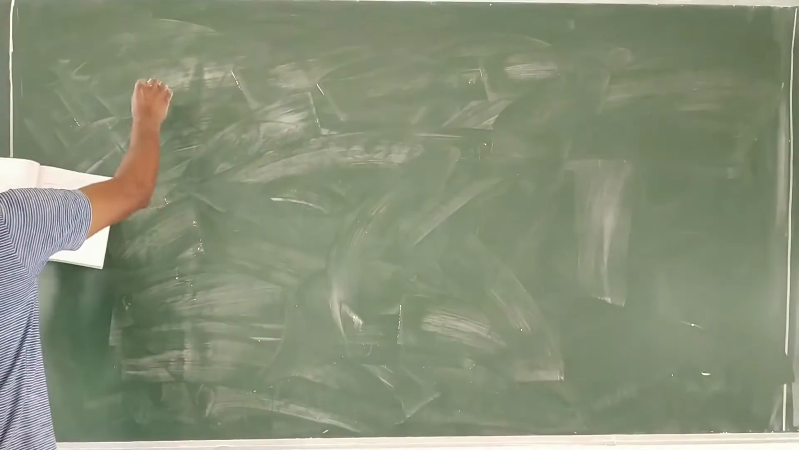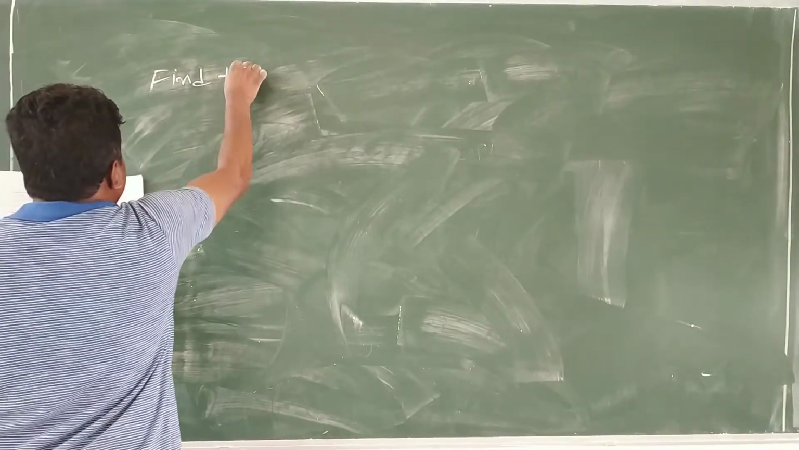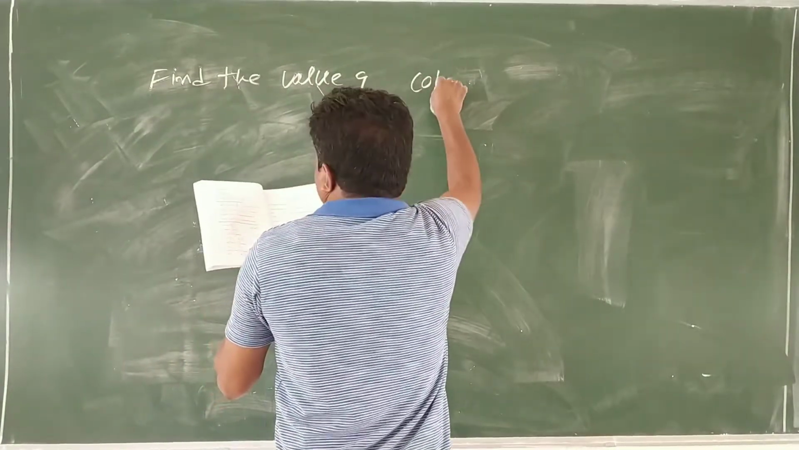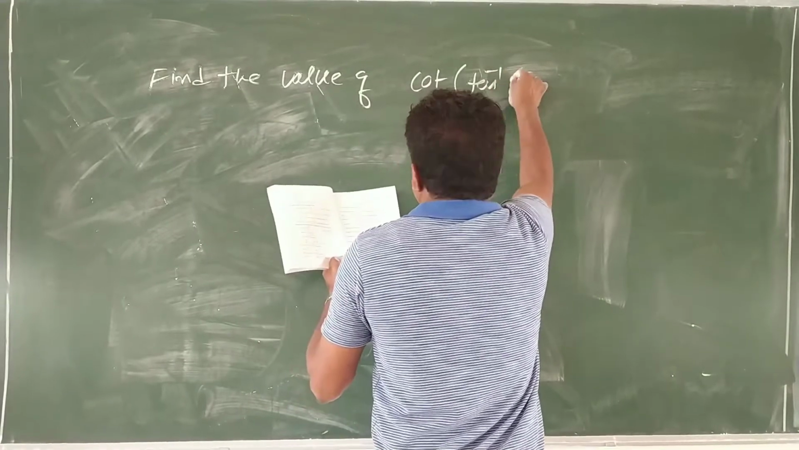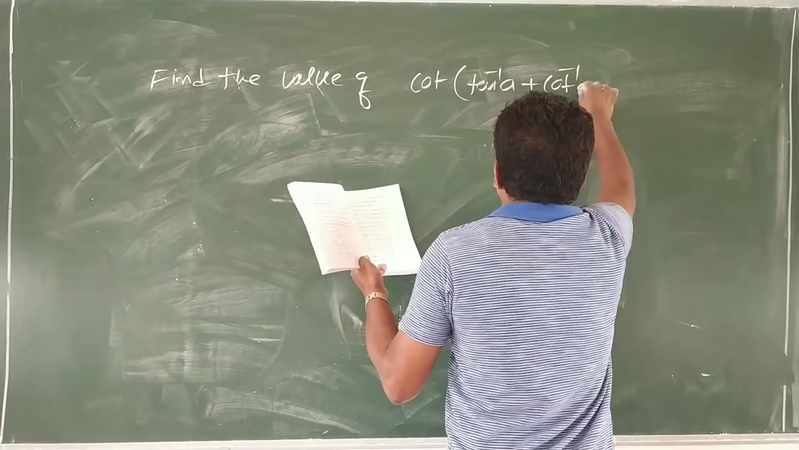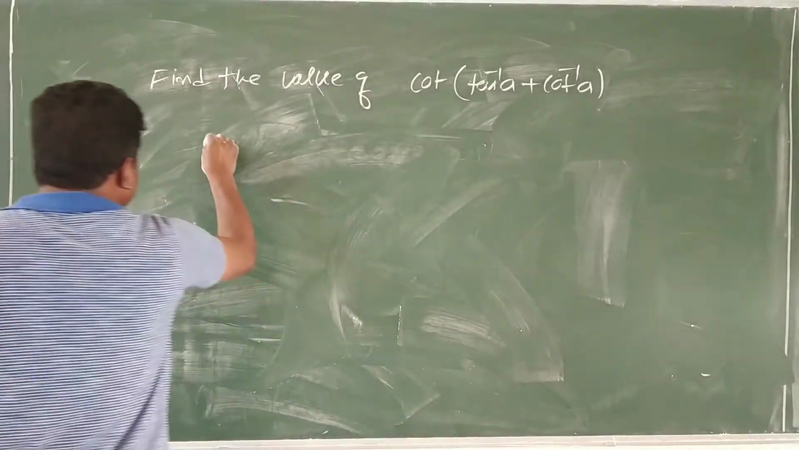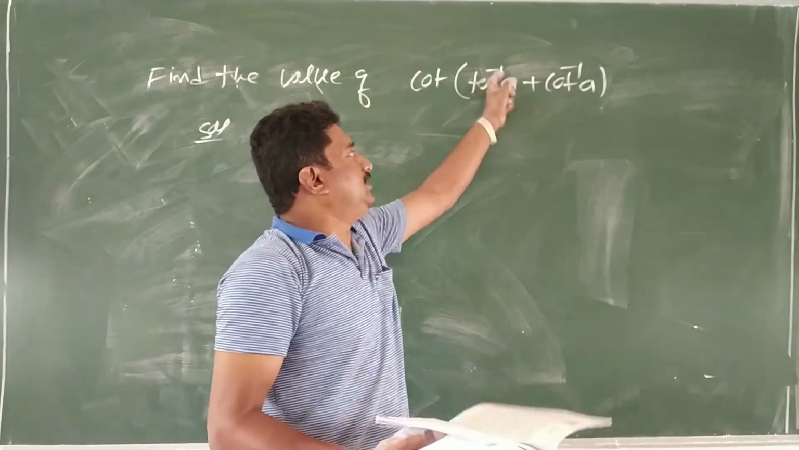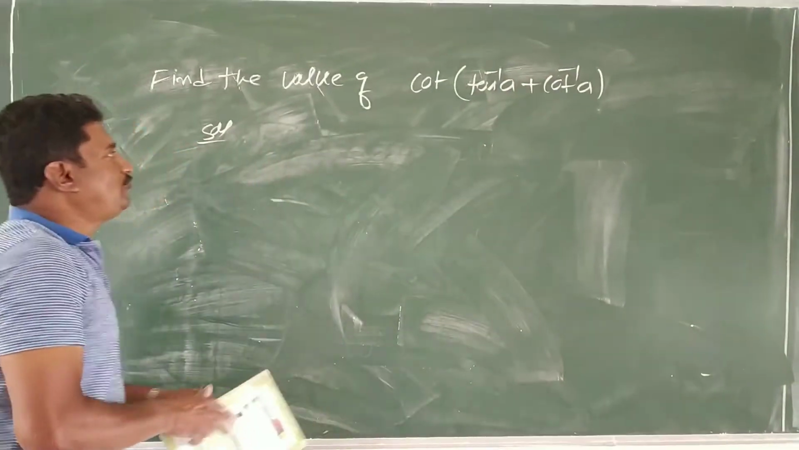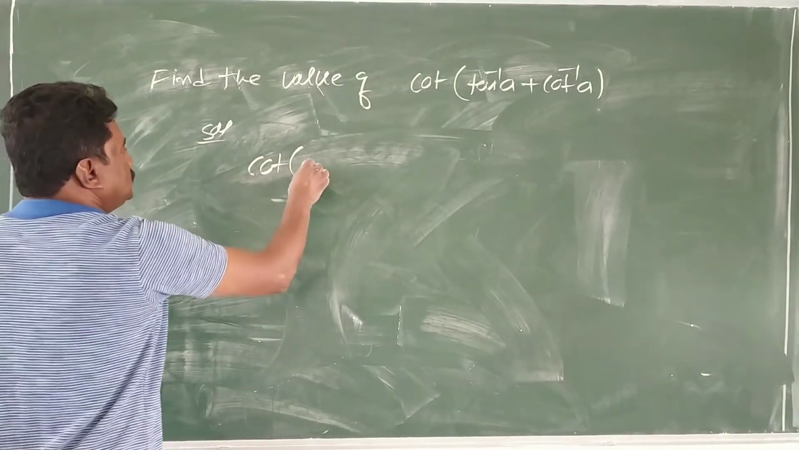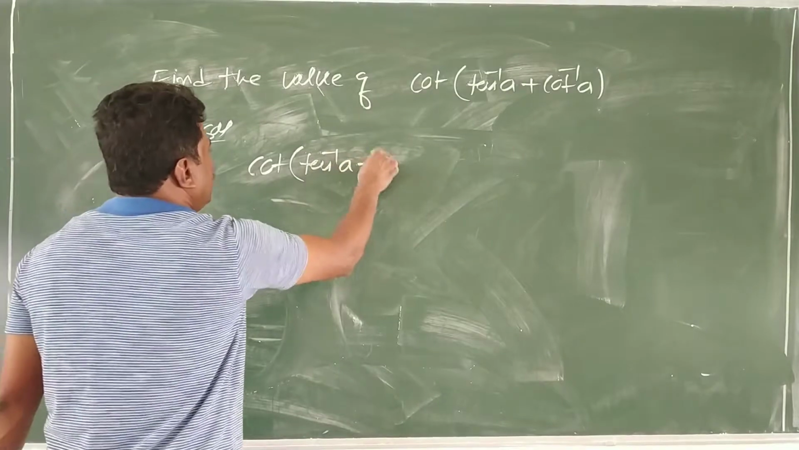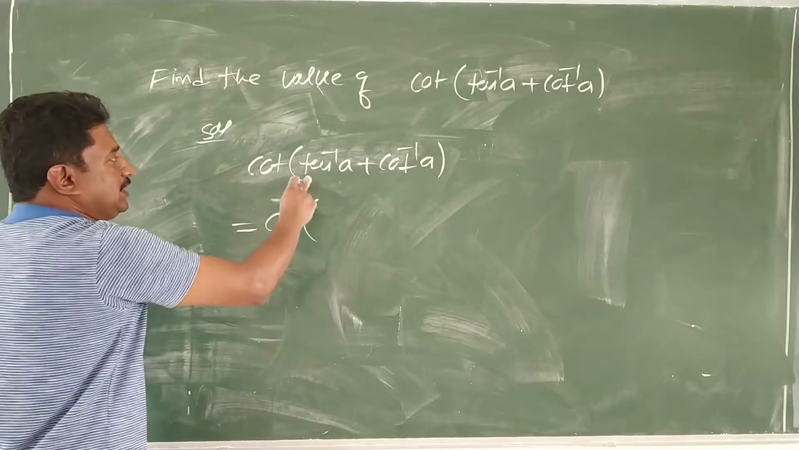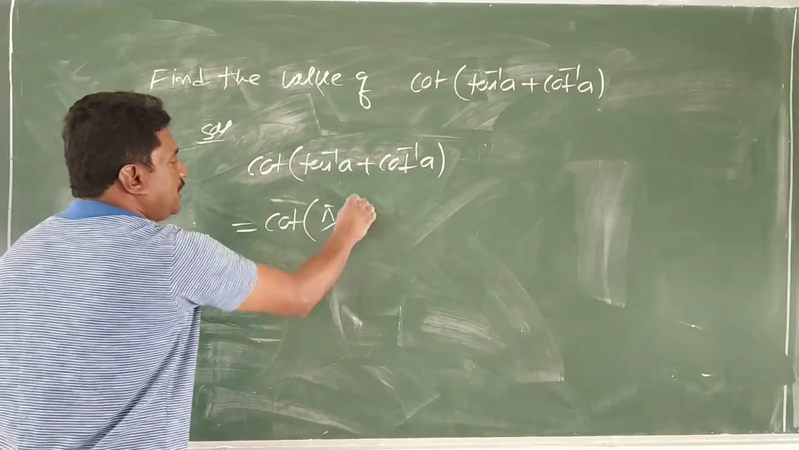One more question. Find the value of cot of tan inverse A plus cot inverse A. Solution. Again it is a formula, students: tan inverse x plus cot inverse x. Use that formula. Cot of tan inverse x plus cot inverse x is cot of pi by 2.